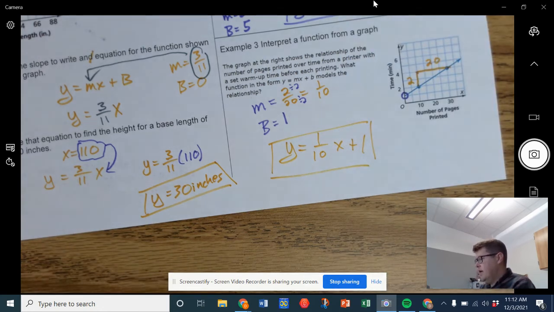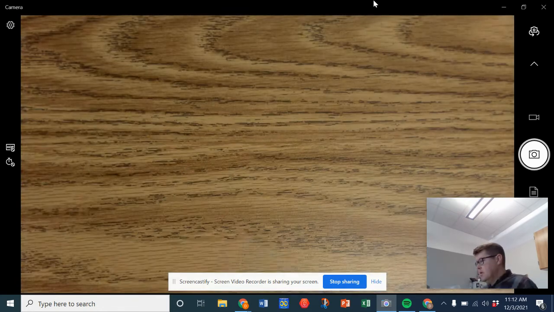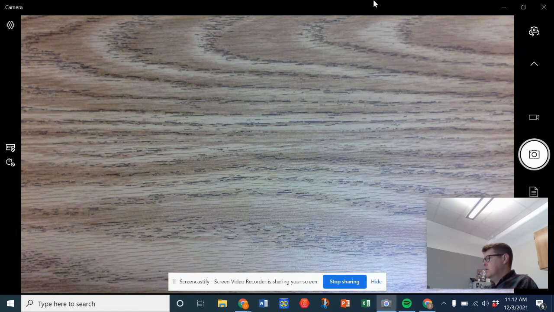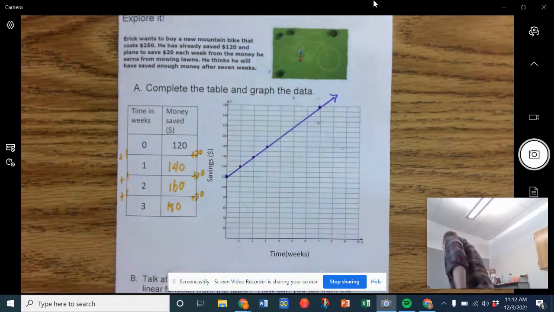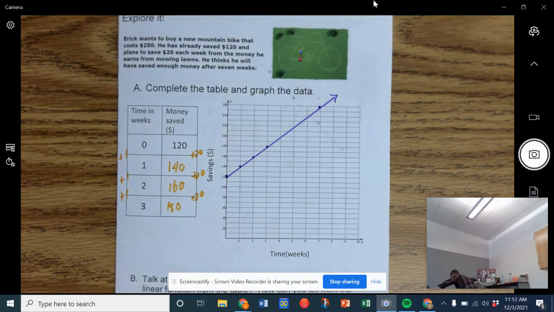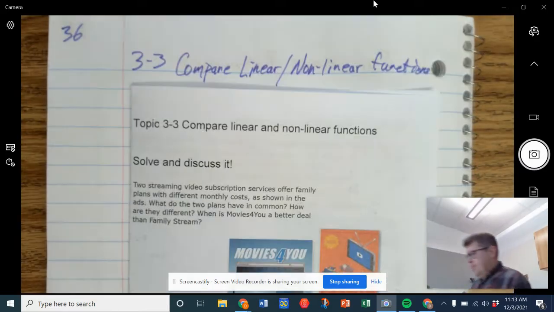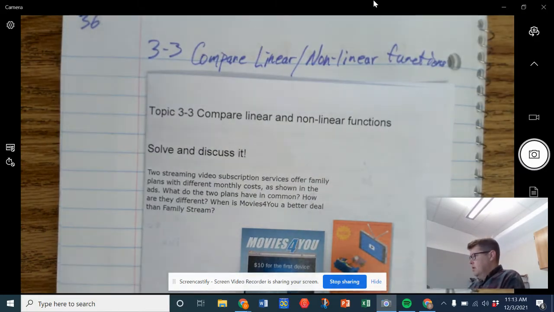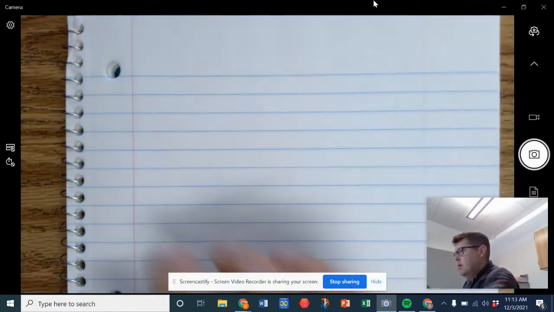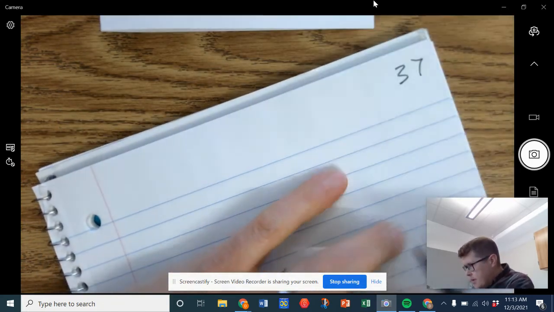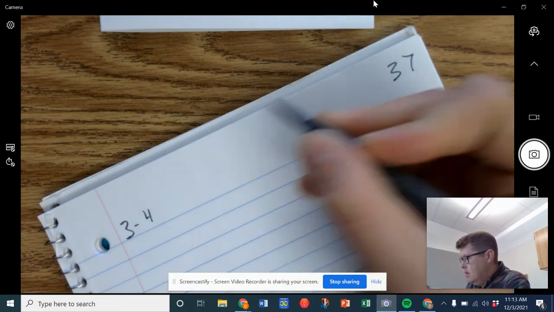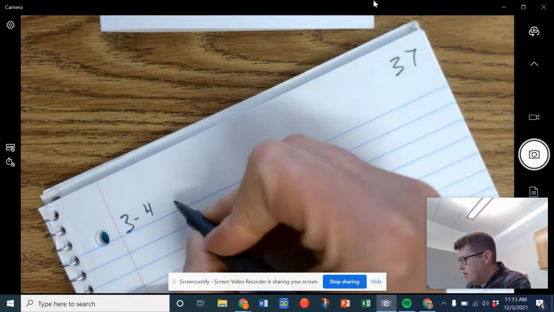That's that right there. I'm going to put this in my notebook, which is over here. For me, it's going to be on page 37. This is 3-4, Construct functions to model linear relationships.